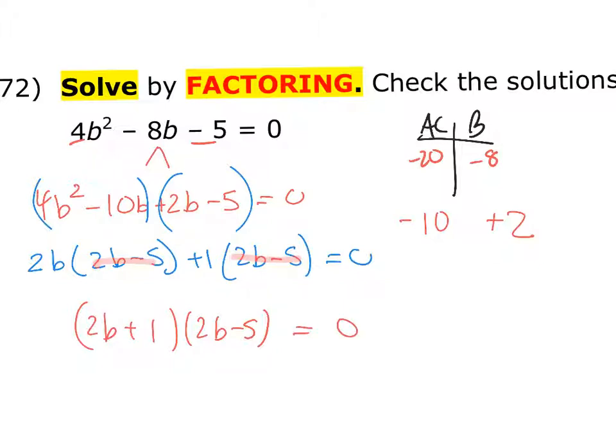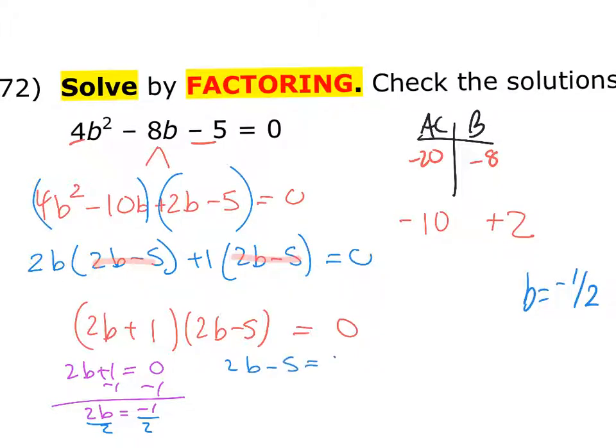That equals 0. Then I set each parentheses equal to 0. So I got 2b plus 1 equals 0, minus 1. 2b is equal to negative 1, divide by 2. So my first one is b is negative 1/2. And then the other guy is going to be similar. 2b minus 5 equals 0. Add 5 and I get 2b equals 5. Divide by 2 and I get b equals 5/2.